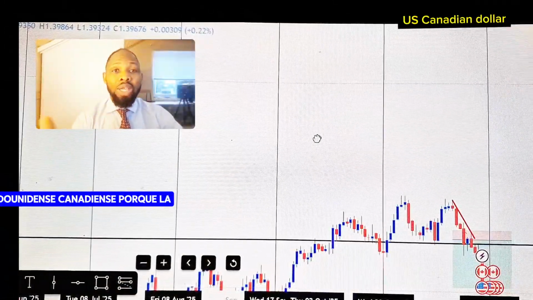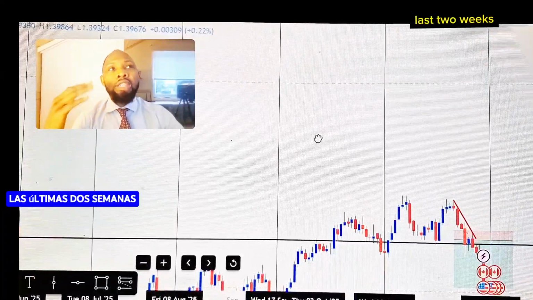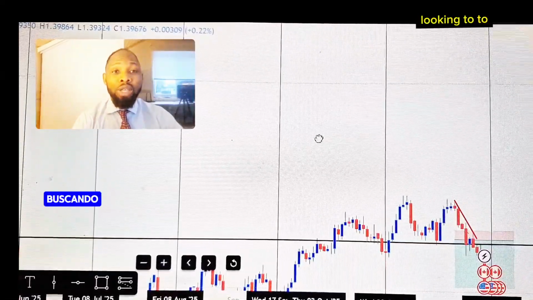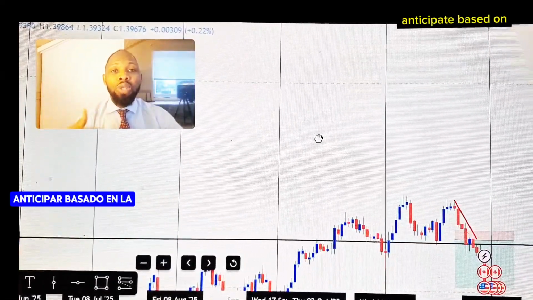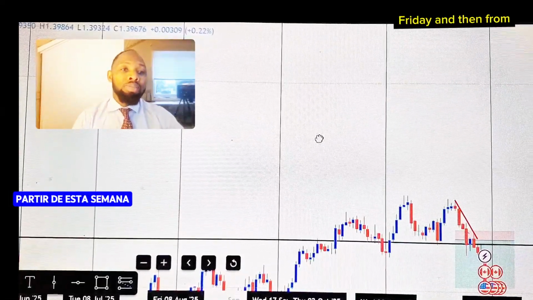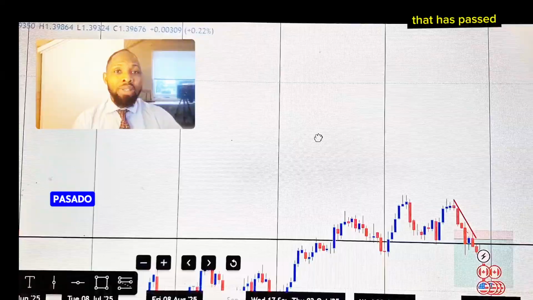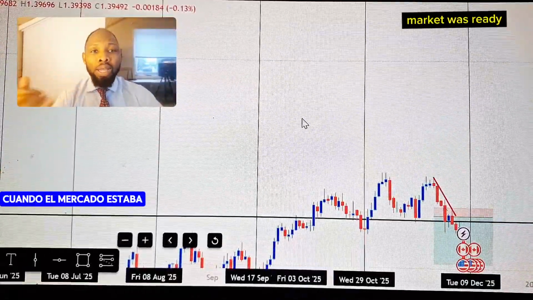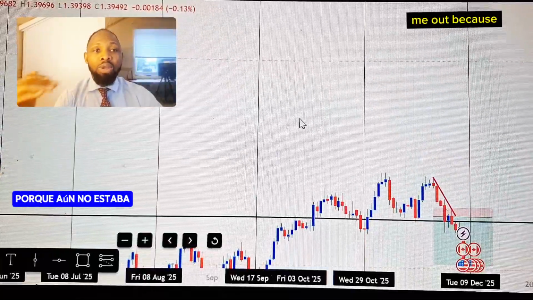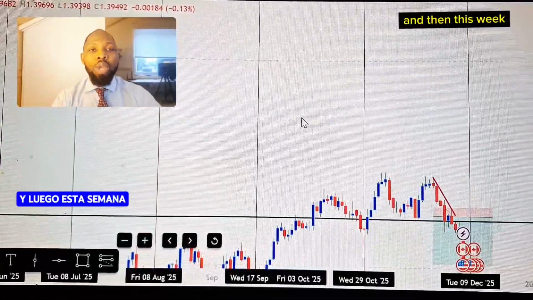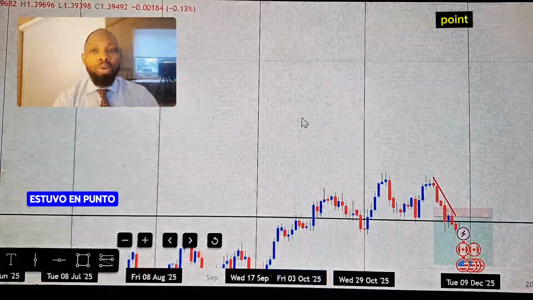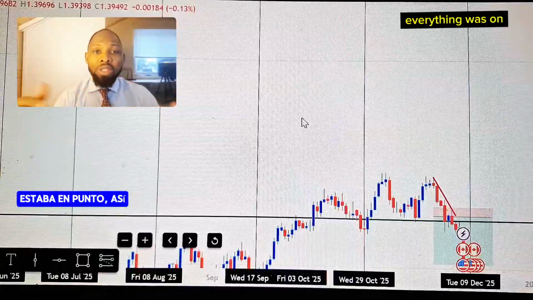Dive into the US Canadian dollar, because that was what I was looking at two weeks ago on Friday. That is what I was actually looking to anticipate, based on the strategy that I traded two weeks ago on Friday. Then this past week is when the market was ready, because the previous week when I entered, the market took me out because it wasn't ready yet. And this last Friday, everything was on point.